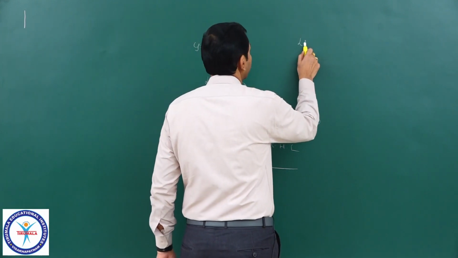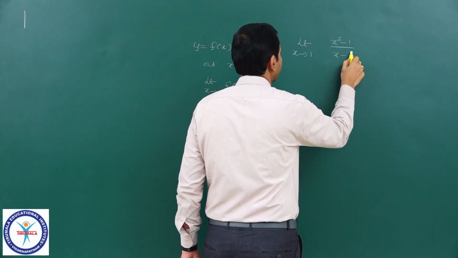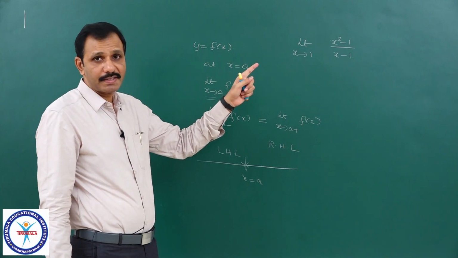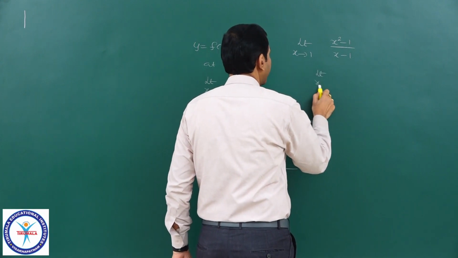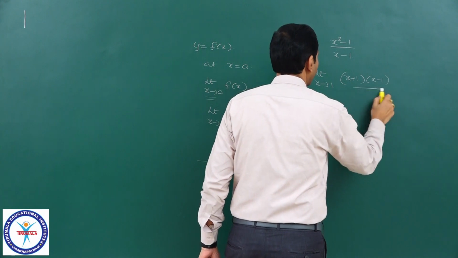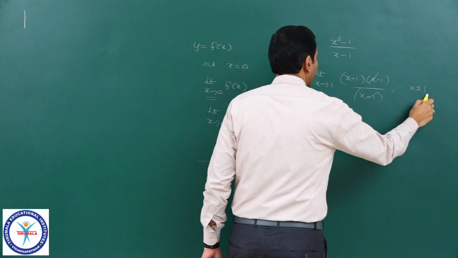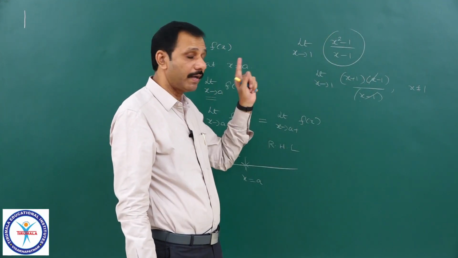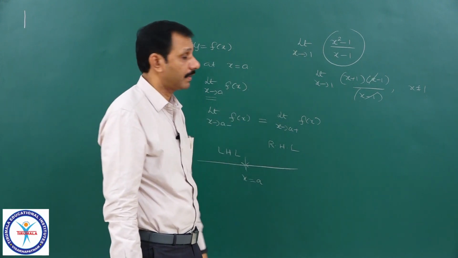Suppose I take limit x tends to 1 of x square minus 1 by x minus 1. We know this function is not defined at x equal to 1. So we can write limit x tends to 1 of x plus 1 into x minus 1 by x minus 1. Here we have to write x not equal to 1, because f of x is not defined at x equal to 1; 1 is not in the domain of that function.